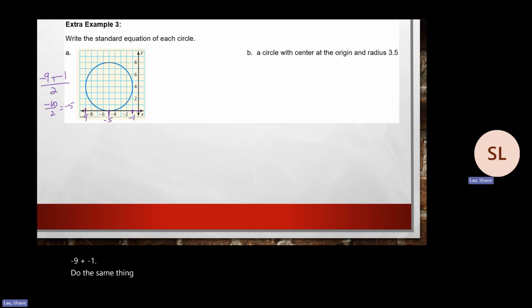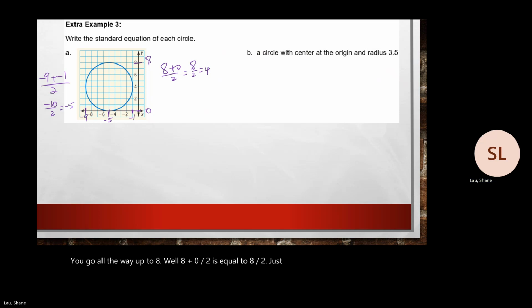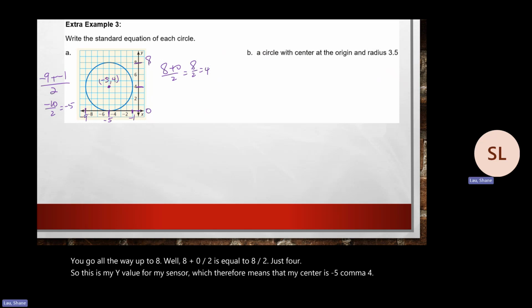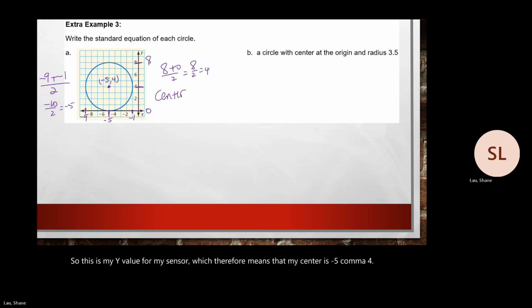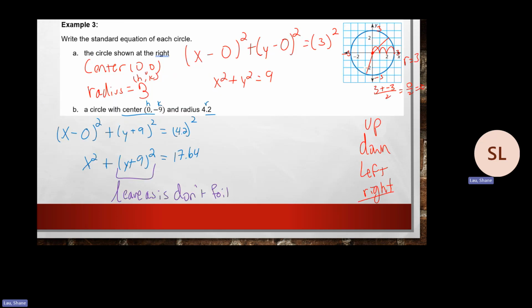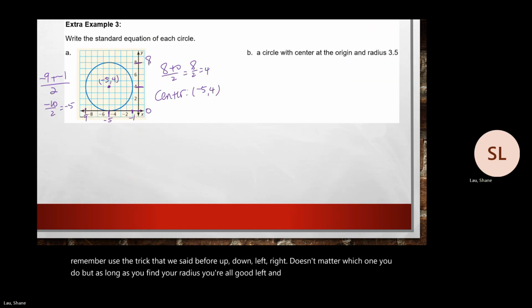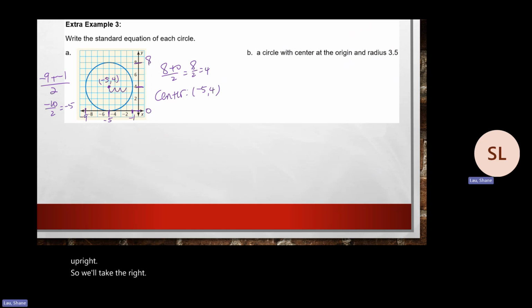Do the same thing on the other side. We know we're at 0. We go all the way up to 8. Well, 8 plus 0 over 2 is equal to 8 over 2, which is 4. So this is my y value for my center, which therefore means that center is -5, 4. So already first thing check, center, good. Now I just gotta count my radius, but remember, use the trick like we said before: up, down, left, right. Doesn't matter which one you do, as long as you find your radius, you're all good. So we'll take the right. 1, 2, 3, 4. R is equal to 4.